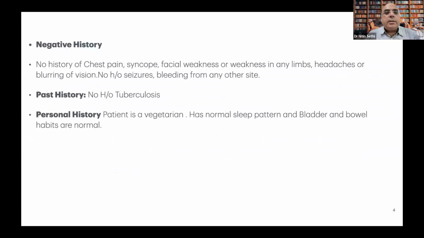There is no history of chest pain, syncope, facial weakness or weakness in any limbs, headaches or blurring of vision. There is no history of seizures or bleeding from any other site. There is no past history of tuberculosis. On personal history, the patient is a vegetarian and has a normal sleep pattern and normal bowel and bladder habits.